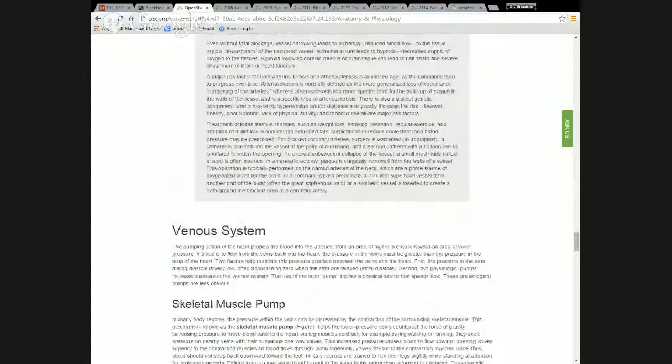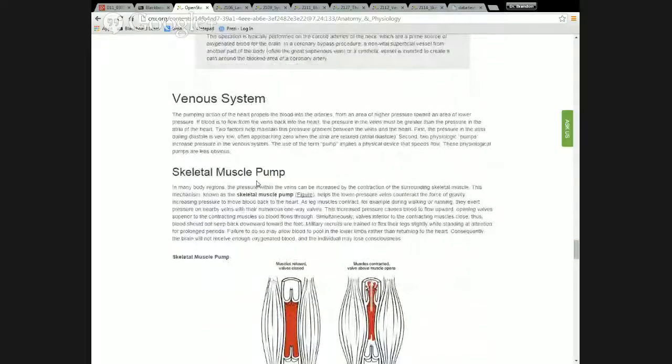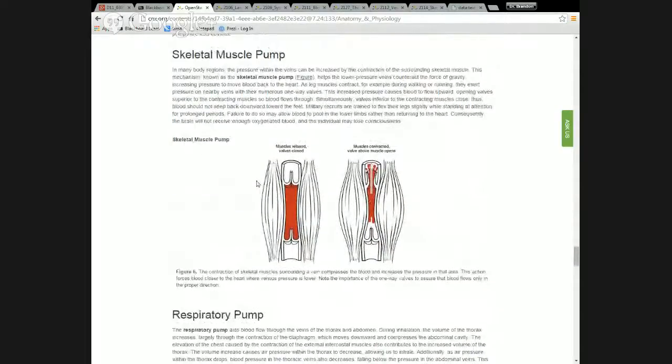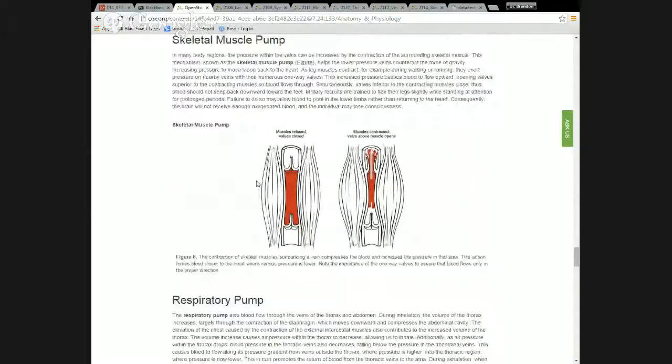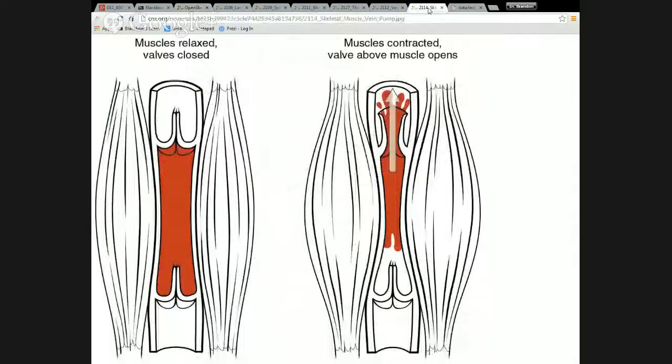In the book, they're talking about the venous system, and they describe two main ways that this works. There's the skeletal muscle pump and the respiratory pump. And obviously there's a picture for the skeletal pump, which we see here.